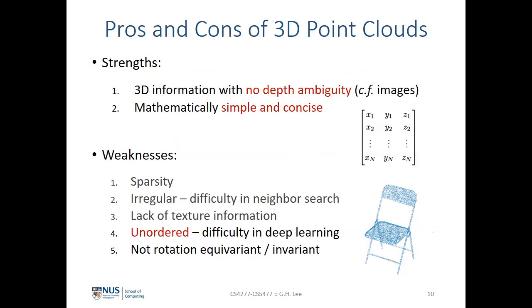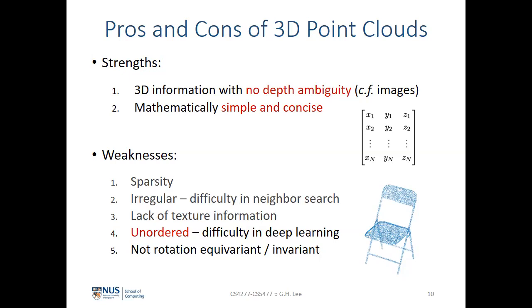You don't know how big the object is unless you know something about the scene. In terms of coding or mathematics, this is simple and concise, because all you need is XYZ for every point, and you can represent any surface, regardless of how complicated or sophisticated it is. But there are also a bunch of weaknesses for 3D point clouds.